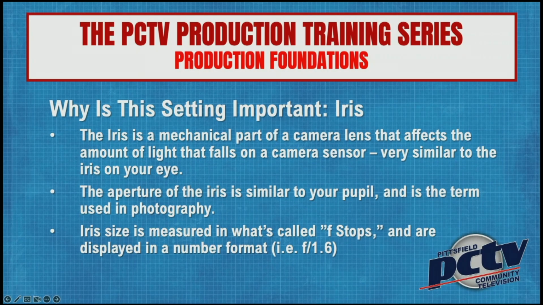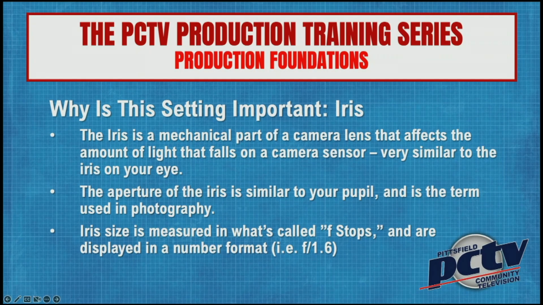Adjusting that iris, again, allows more or less light into the camera. And in photography terms, you'll hear the size of the aperture displayed as an f-stop. So if you take a look at your camera and you're looking at a viewfinder, you may see f/ and then a number. The example that I have on my slide is 1.6. The size of the aperture is inverse to the size of the number. So big number, smaller aperture.